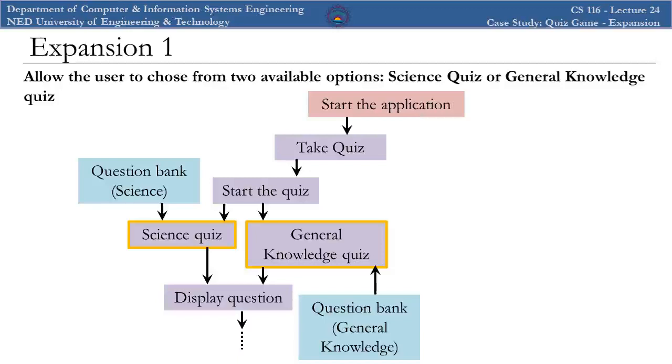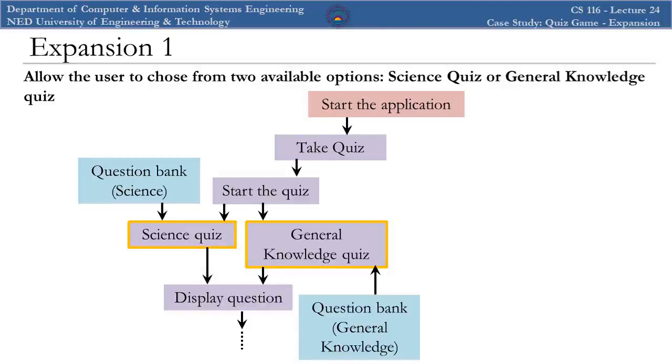Now let's see what we can do to add this first expansion. Here we'll give the user a choice to select the subject for the quiz out of these two subjects, science quiz or a general knowledge quiz. This is the flow diagram that we worked upon in the first lecture of this week while working on the design of this project. Here you see the yellow highlighted ones. These are the places where we need to add the option.